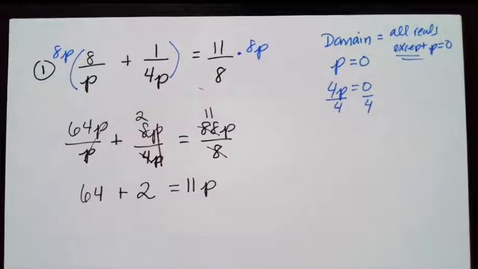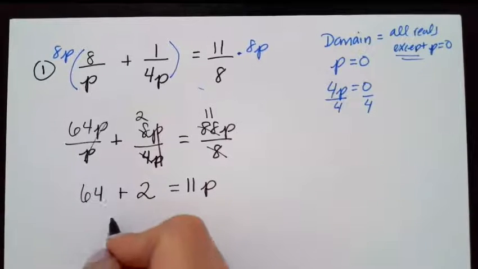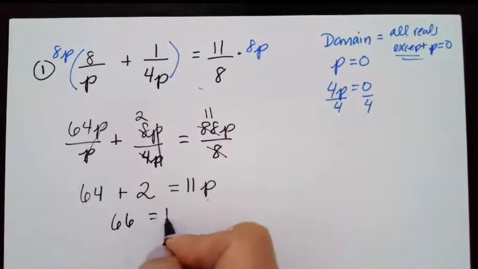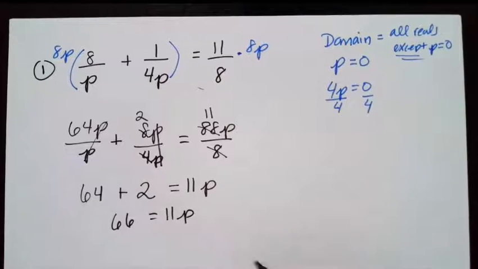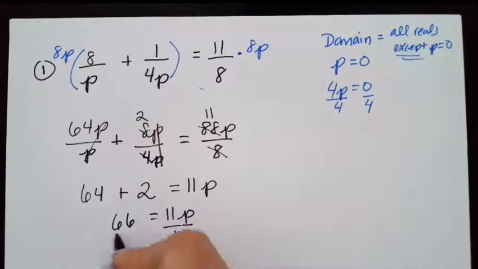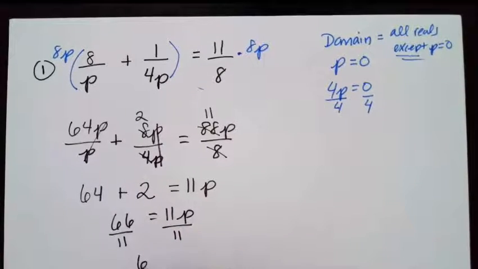Think about what kind of equation this is. I have p to the first power, which means it's a linear equation. So I want to isolate p. 64 plus 2 is 66, equals 11p. Isolate p again: divide by 11 on both sides, and I have 6 equals p.